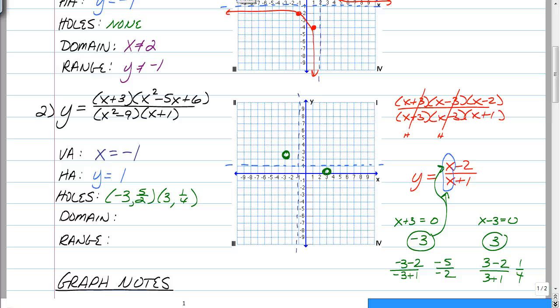So back to our domain. Domain: x cannot equal any vertical asymptotes and any x coordinates of any holes. So we have 3 restrictions in this domain. Your range is y cannot equal any horizontal asymptotes and any y coordinates of any hole. And that's it. You're good to go. So if you have those answers, you're probably pretty good.